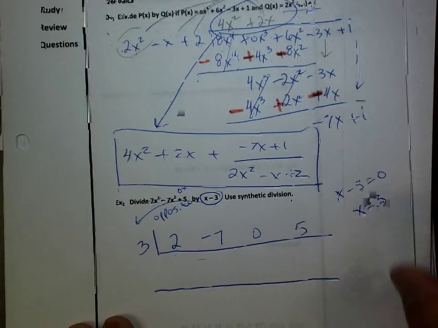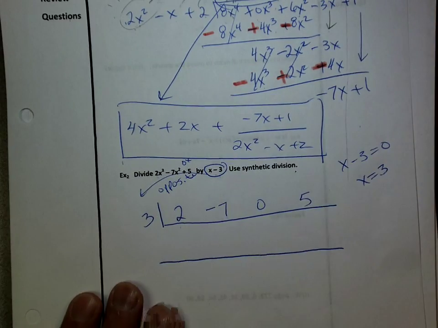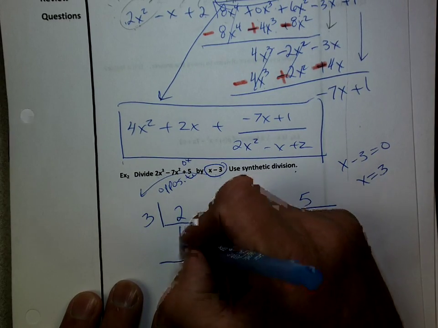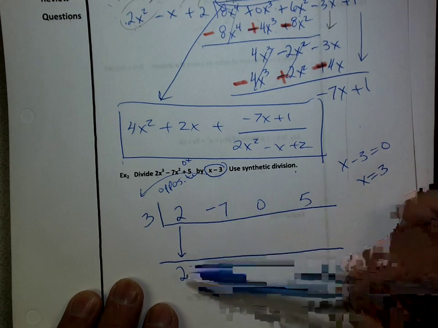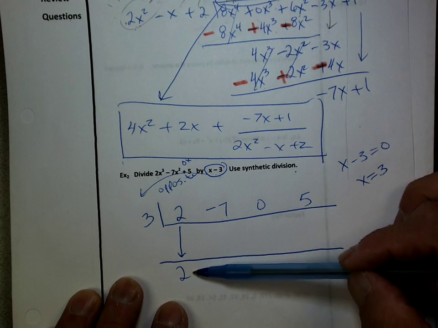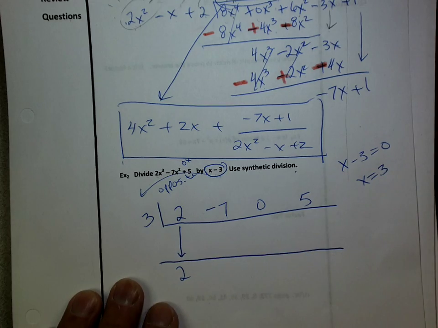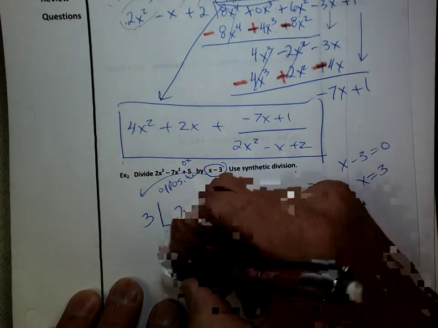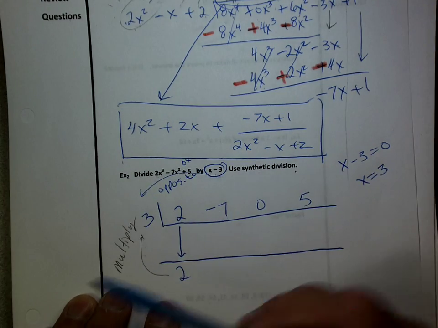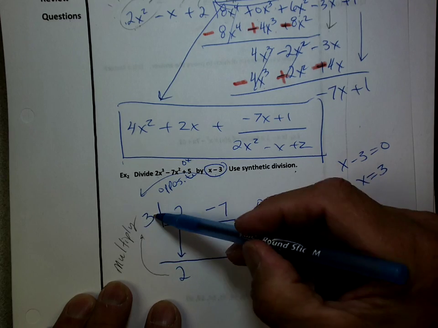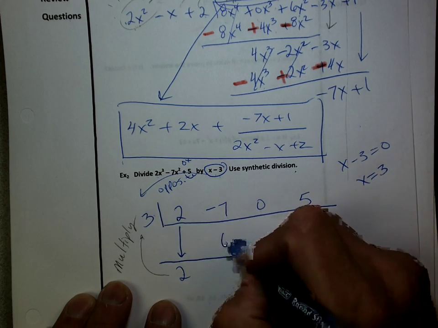Now, listen carefully. Here's the first step. The first step is you slide the first number all the way down. Just slide the 2 down. Okay, just slide it down, put the 2 right there. Now, what we're going to do is multiply. Take the 2, we're going to multiply. So I'm going to go 2 times 3 is 6. Put the 6 right here.